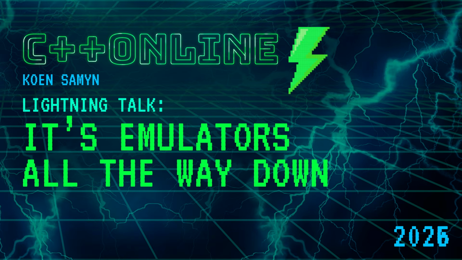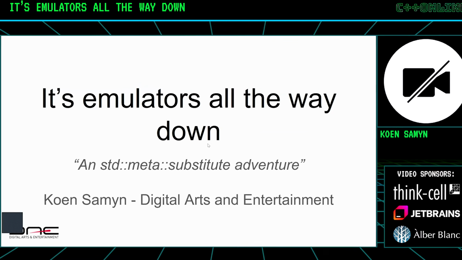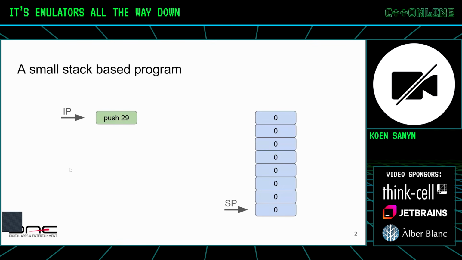All right. So hi, my name is Koen Samyn. I was preparing a workshop for reflection, and I needed an example of std::meta::substitute, and this is kind of the adventure that I had when doing this. So my idea was to just make a simple, tiny stack-based machine and use the reflection capabilities of C++26 to implement this. So very simple, stack-based.